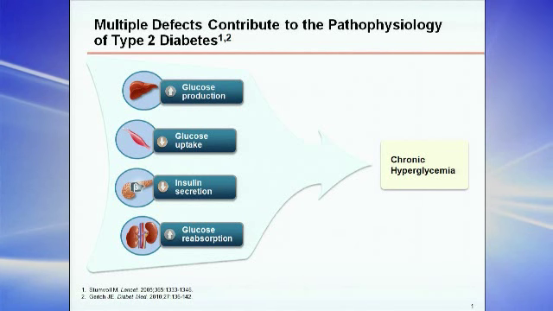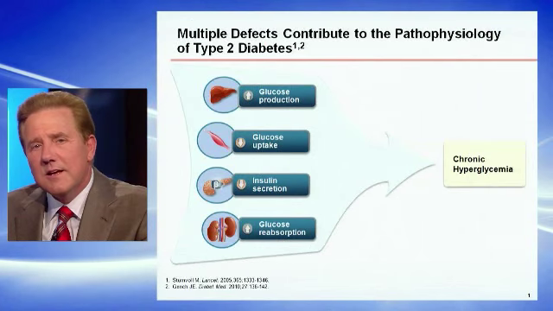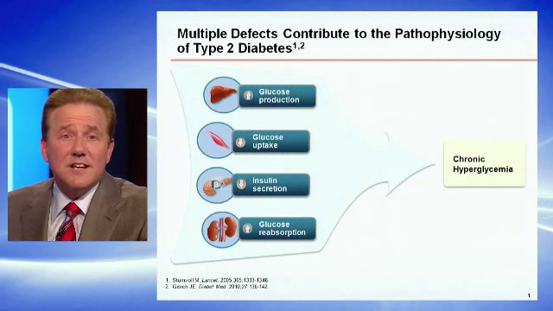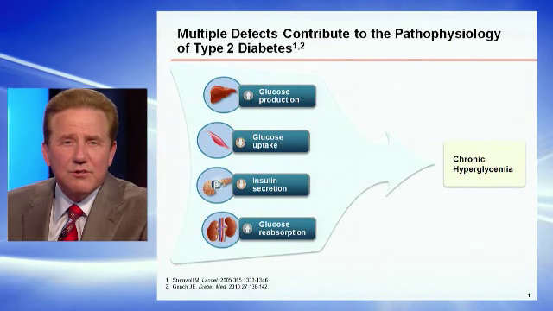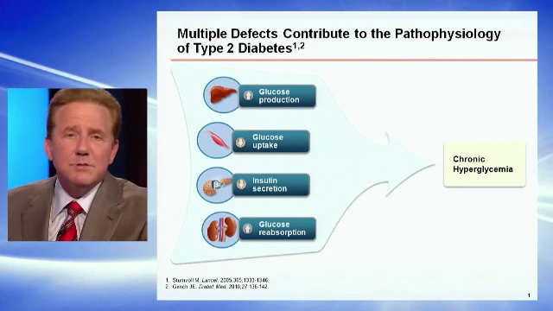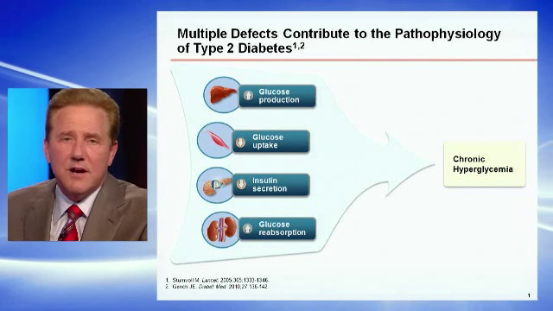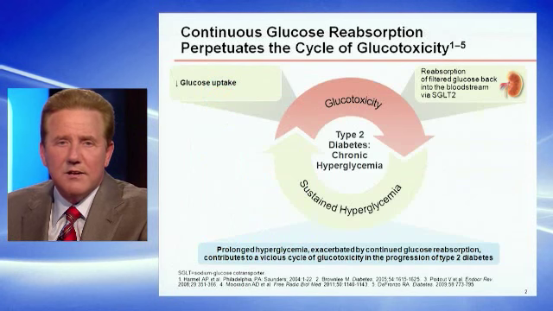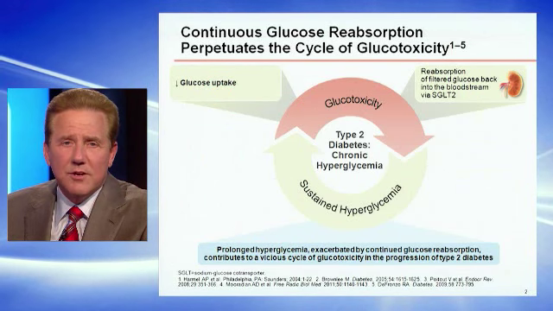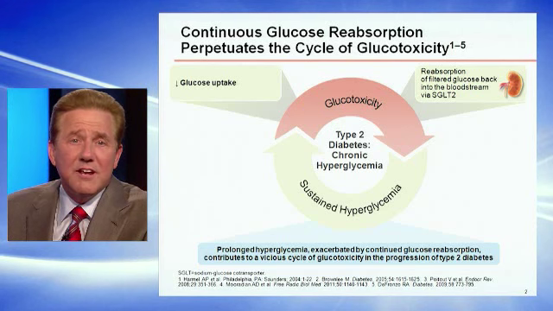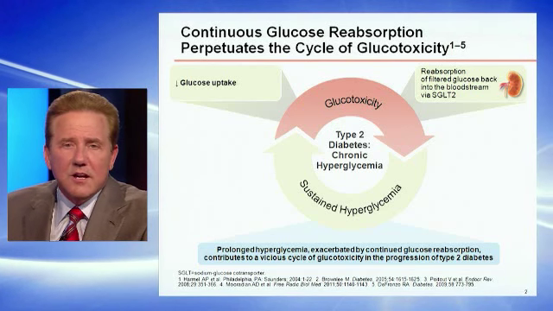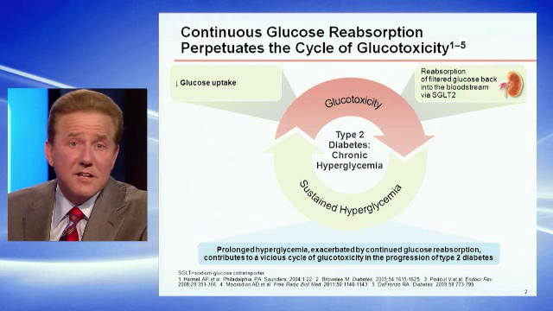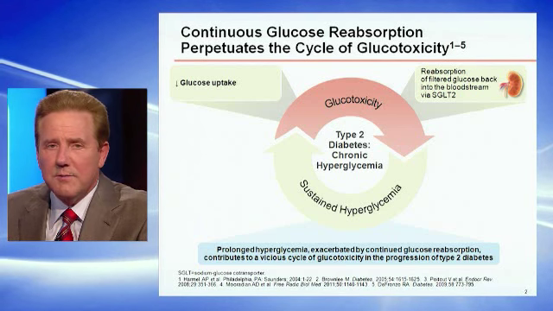In addition, renal glucose reabsorption adds to the core defects of type 2 diabetes, resulting in worsening chronic hyperglycemia in these patients. Now I would like to focus on the kidney and show how this adaptive response to conserving glucose for the body's energy needs becomes maladaptive in patients with type 2 diabetes. In this slide, we see that prolonged hyperglycemia, which is exacerbated by the continued and enhanced reabsorption of glucose, contributes to a vicious cycle of glucotoxicity that occurs in the progression of type 2 diabetes.